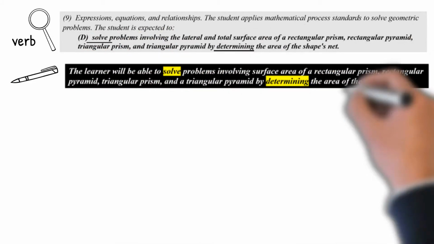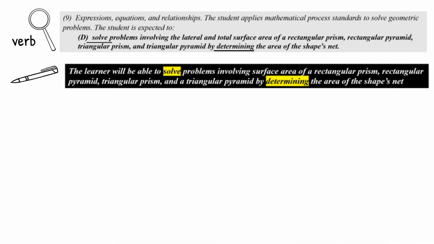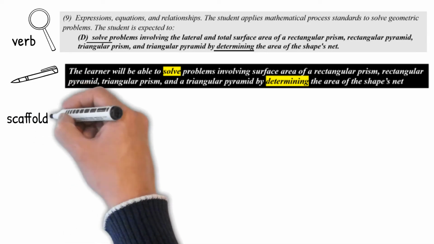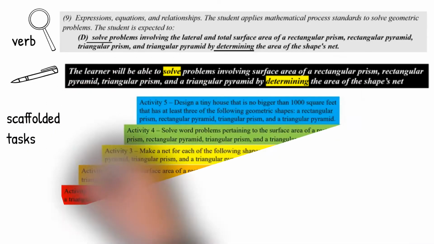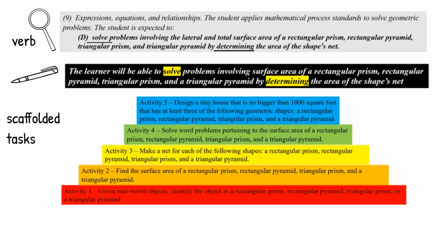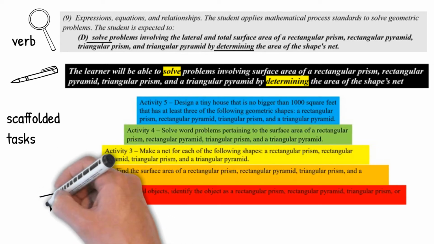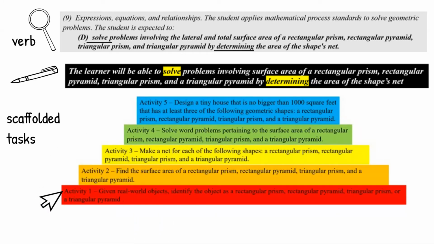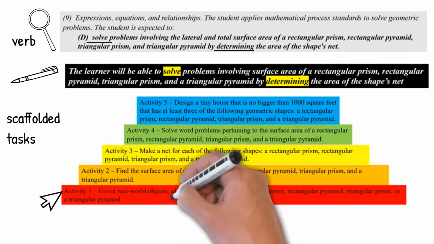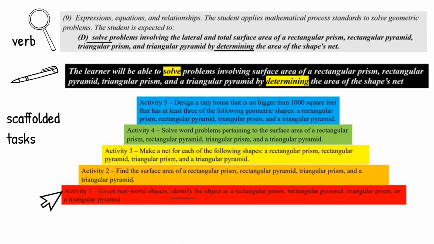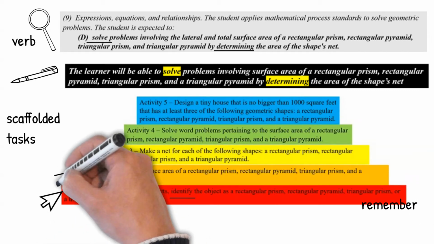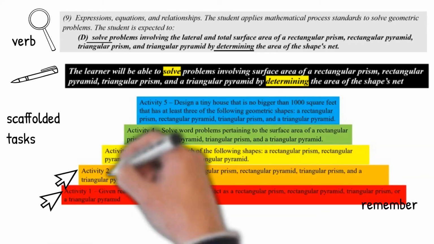Once the objective is established, the activities are written as scaffolded tasks that help guide students to achieving the objectives. The verbs in the activity determine the level of Bloom's that they can be classified as. In Activity 1, the students are given real-world objects that they have to identify as one of the geometrical shapes. The verb here is identify, which would mean that this falls into the remember cognitive level. In Activity 2, the students are finding the surface area. This, too, also falls into the remember cognitive level.